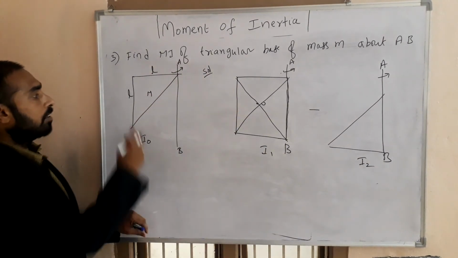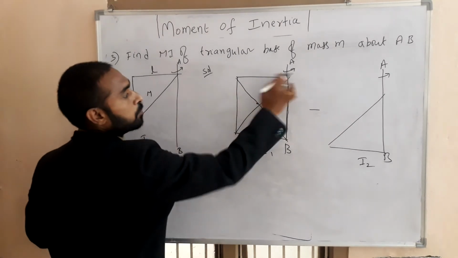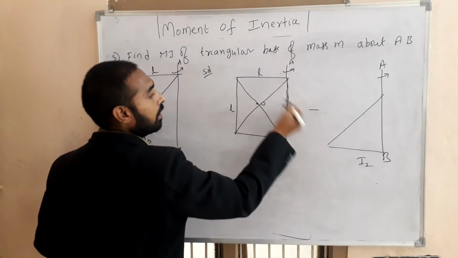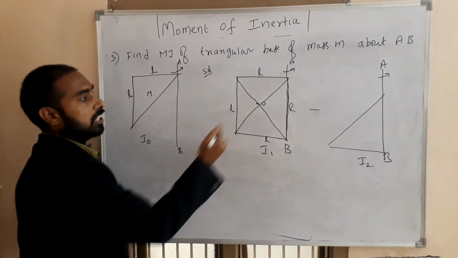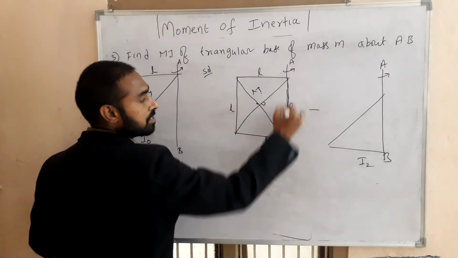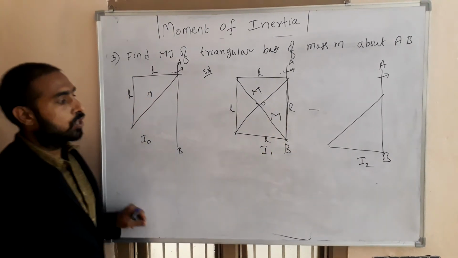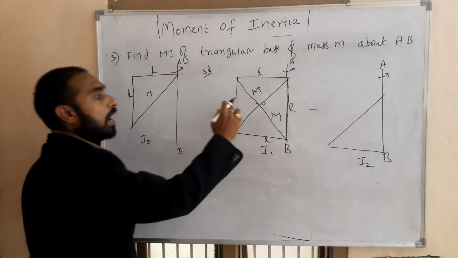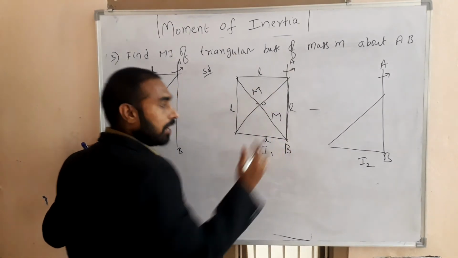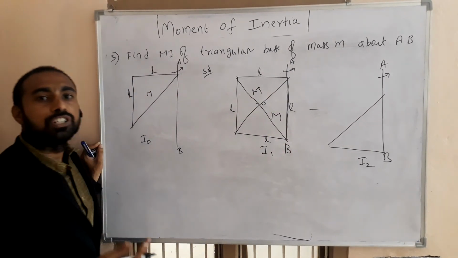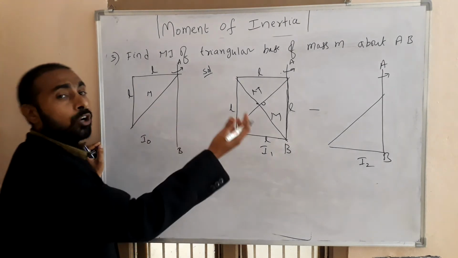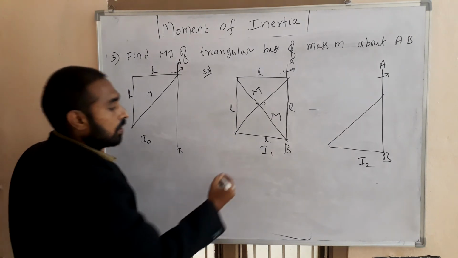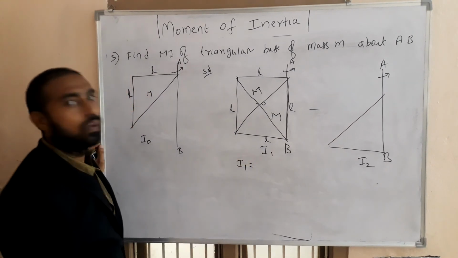They have given the mass of this portion as m, and the side length is given as L. So this length is L, this is also L, this is also L. This portion mass is m, so I will consider this portion mass is also m. What is the moment of inertia of a uniform square plate of mass m and length L about any edge AB? That is I1 equal to mL² by 3.